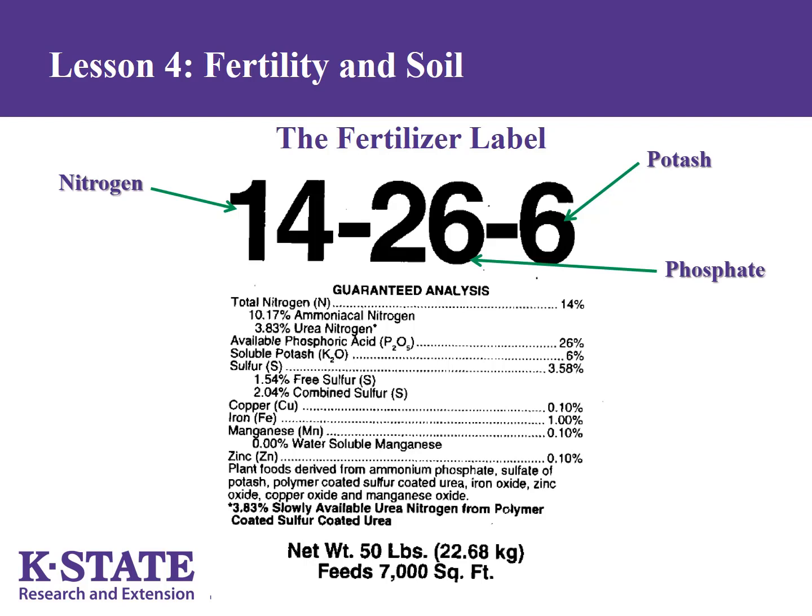So only 4% of this is slow available. So this one is going to be predominantly a quick release type of thing. If 14% of that bag is nitrogen and 4% is slow release, we have 10% quick release. So the majority of it is going to be available to that plant quickly, and then a little bit of it is going to be available a little slower.